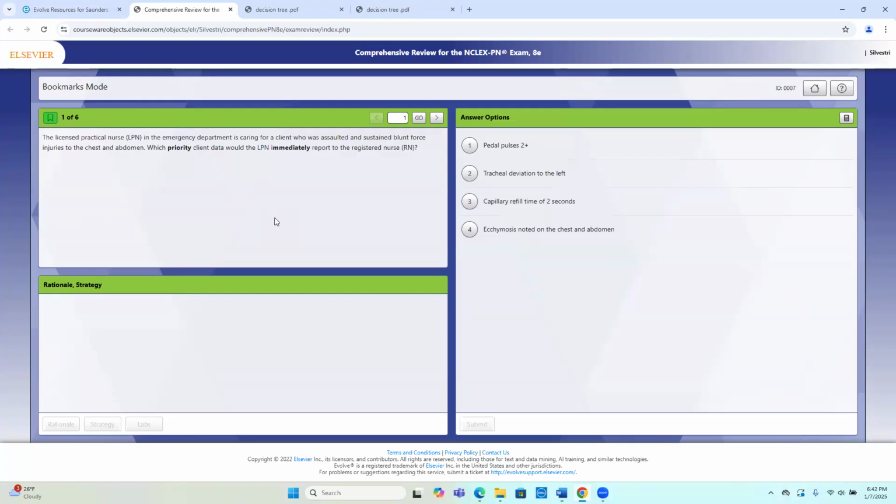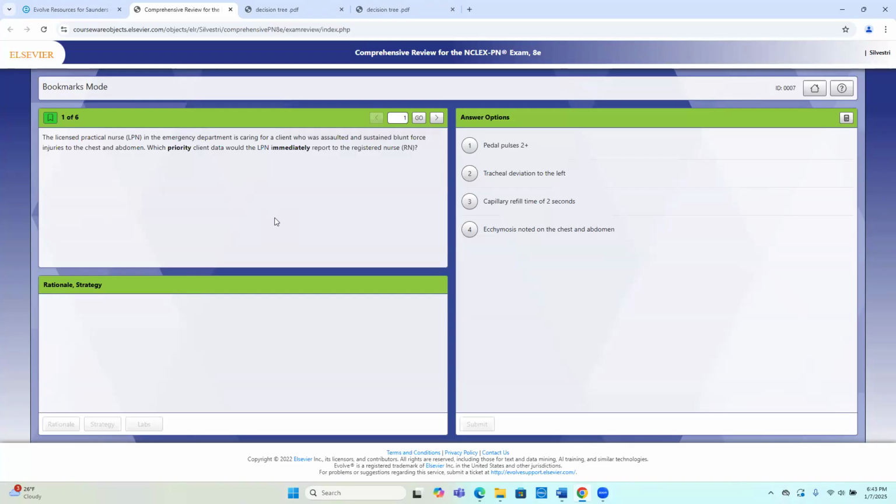So, what is our topic, right? Our topic is blunt force injury to chest and abdomen, okay? That's our physical topic. What is our STEM? Our STEM is going to be priority data for blunt force, I'm going to say trauma to the chest and abdomen. I know it says injury, but every time I hear blunt force, I think trauma. So that's our STEM. So now let's look at our answer choices.